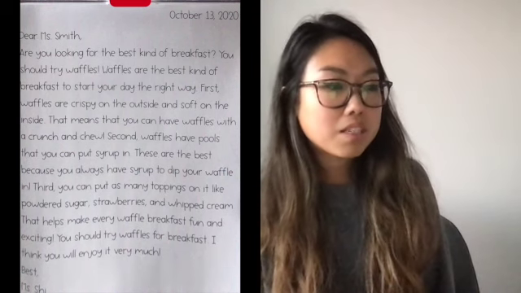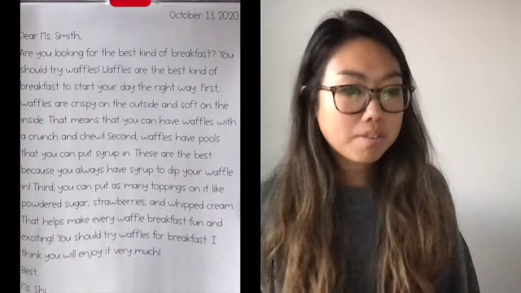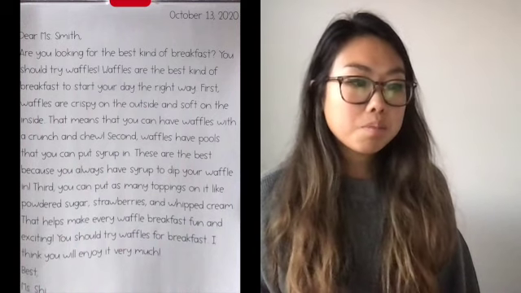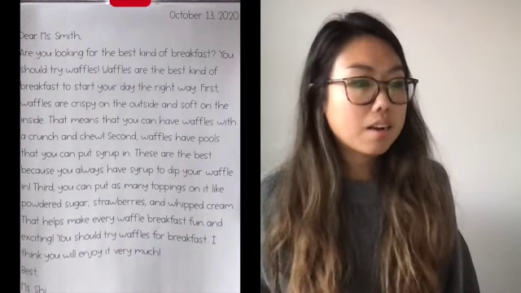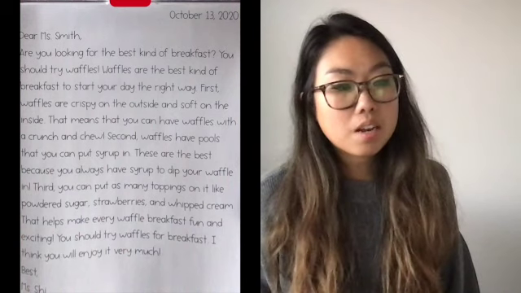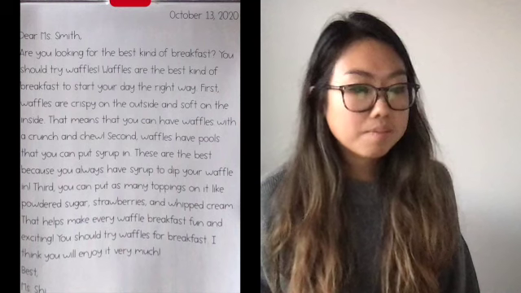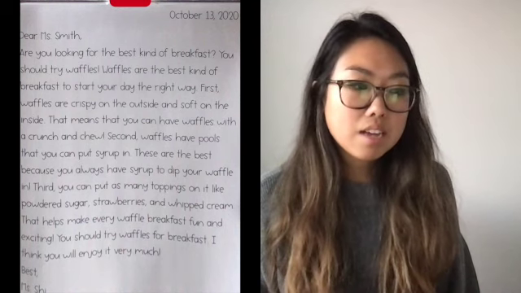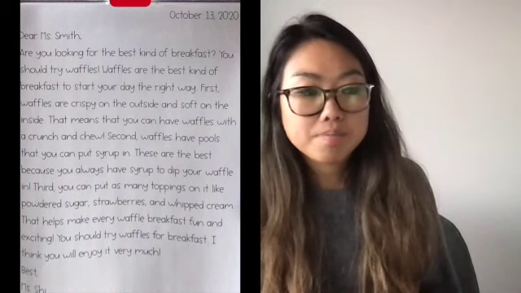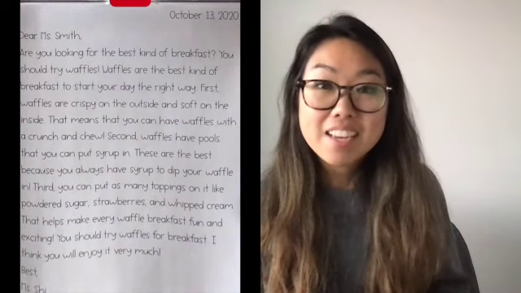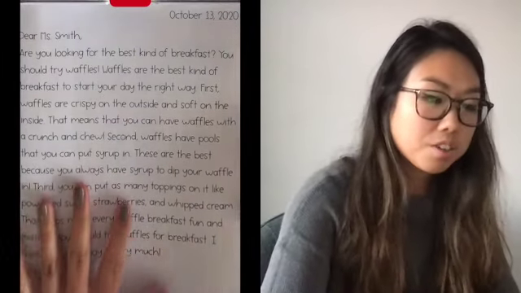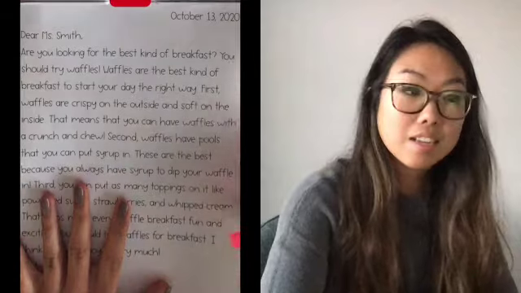These are the best because you can always have syrup to dip your waffle in. Third, you can put as many toppings on it like powdered sugar, strawberries, and whipped cream. That helps make every waffle breakfast fun and exciting. You should try waffles for breakfast. I think you will enjoy it very much. Best, Miss Smith.